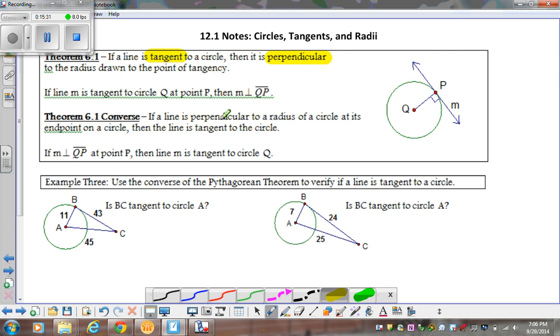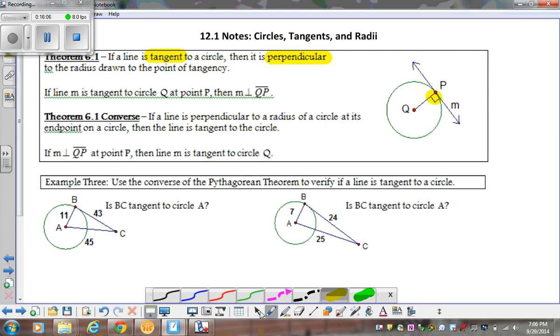So if we look at my picture over here to the right, it says if a line is tangent to a circle, so right here I have line M. Notice it's tangent to the circle right here at point P. So point P would be my point of tangency. We know line M is tangent to my circle, which means it's going to be perpendicular, or intersect my radius at a 90-degree angle. Notice right here I've got my 90-degree angle. So that's what Theorem 6.1 says. If I've got a line that's tangent, then it's perpendicular to my radius.